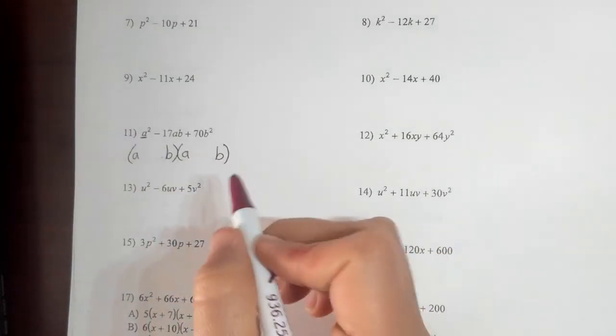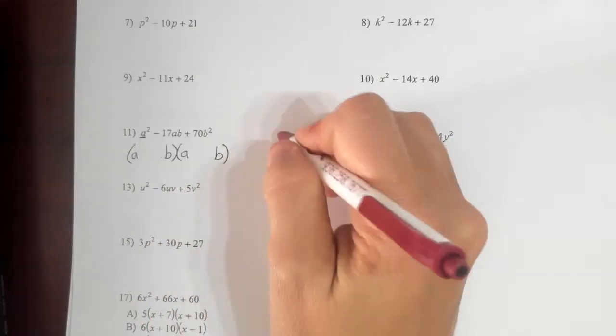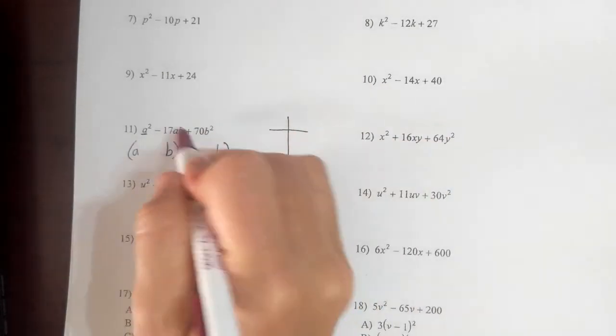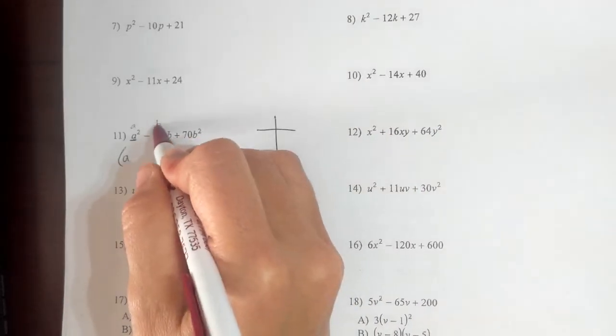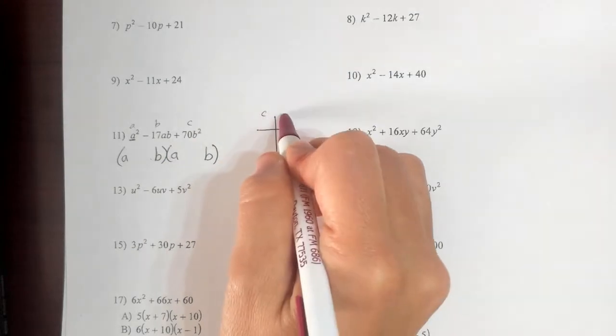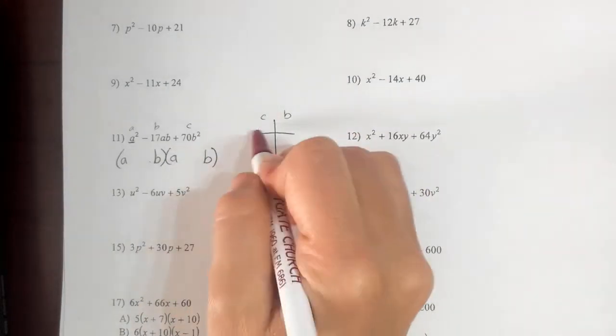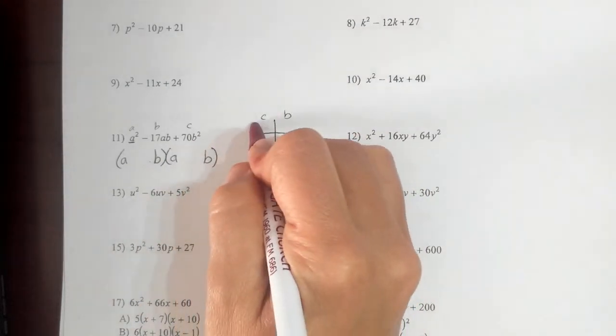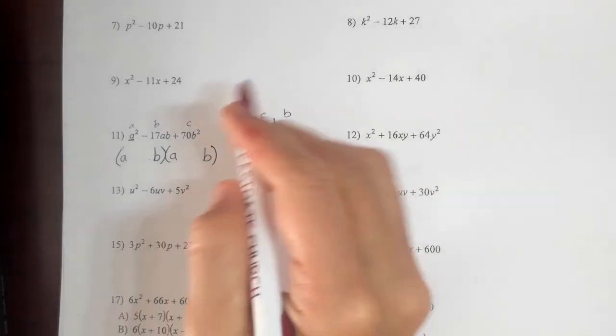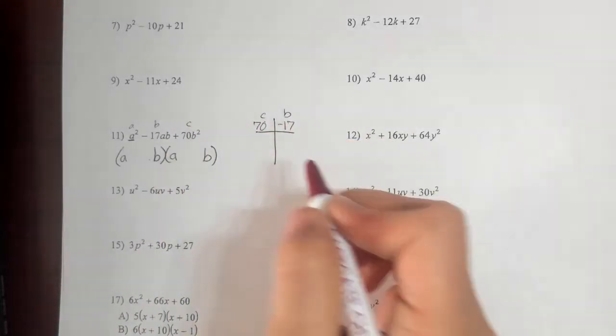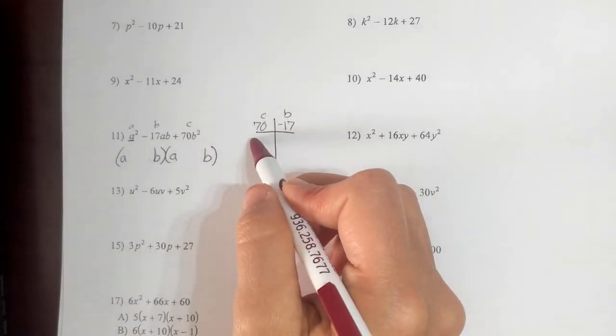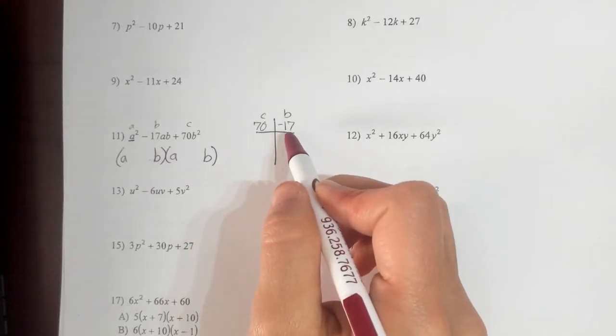Okay, so we're just going to go ahead and set that up, and then we're going to do our t-chart again. So this is my a value, my b value, my c value. My c goes here, my b goes here. My c value is positive 70. My b value is negative 17. I need to find factors of 70 that add up to negative 17.